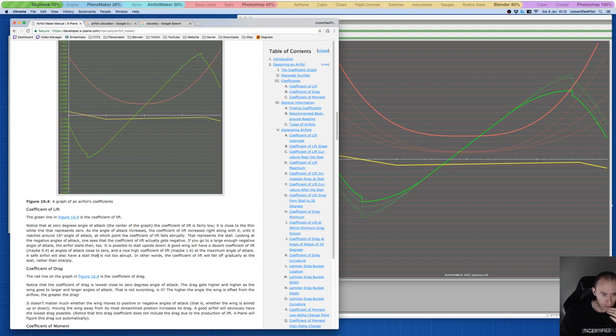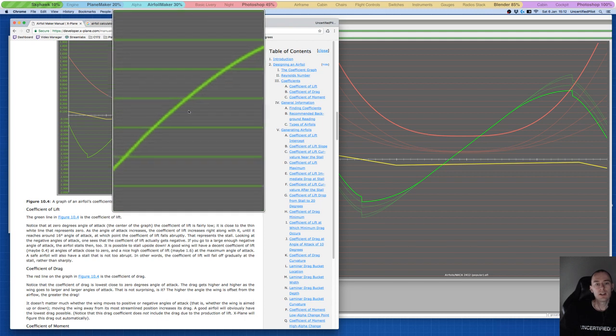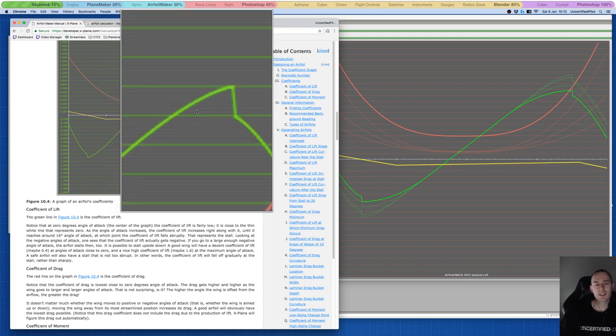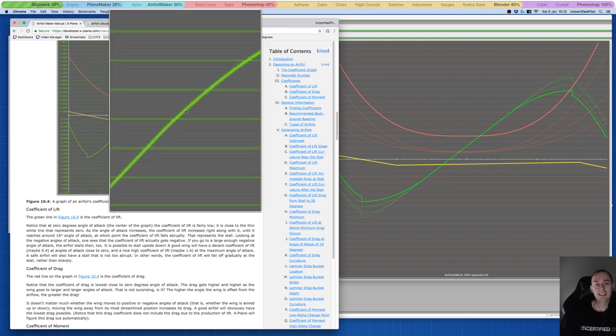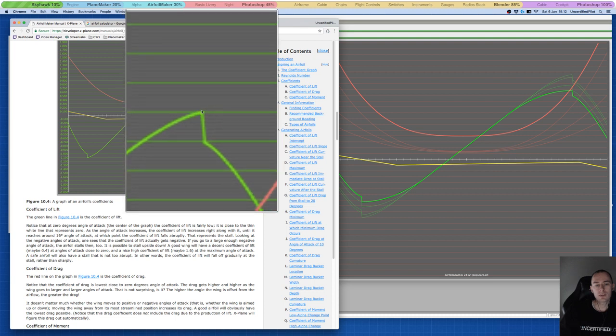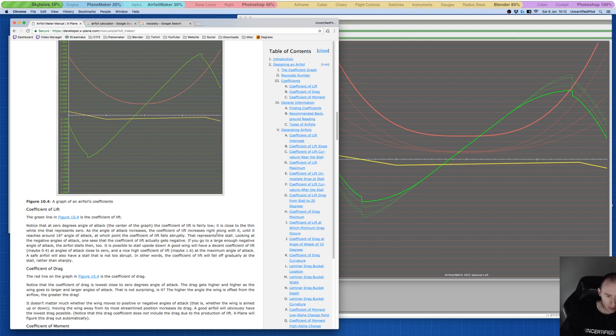A safe airfoil will also have a stall that is not too abrupt. So we can see here, this is the stall. You can see that the lift coefficient evens out, but it's getting less steep. So the stall slowly happens. Yeah, so we can hear the stall horn and we can change our angle of attack and save ourselves from death.